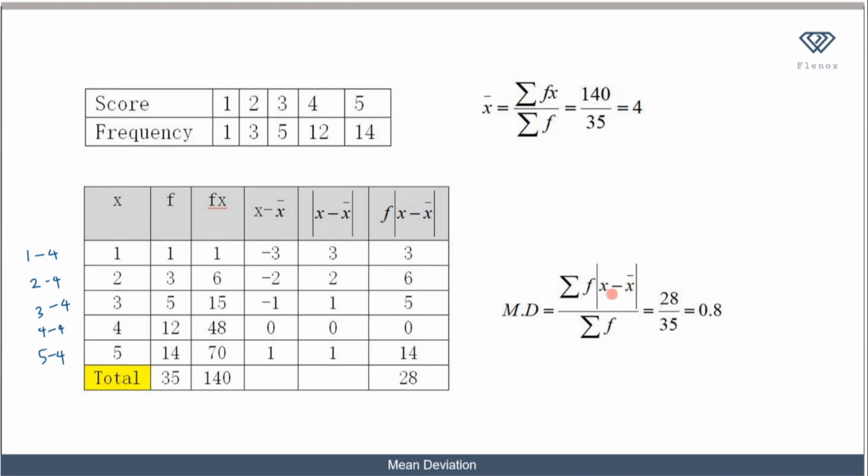Summation of f into bracket x minus x bar is the sum of all this over here, which you get as 28. And the summation of my frequencies is 35. So I have 28 over 35, and that gives me 0.8. So the mean deviation of this distribution is 0.8.